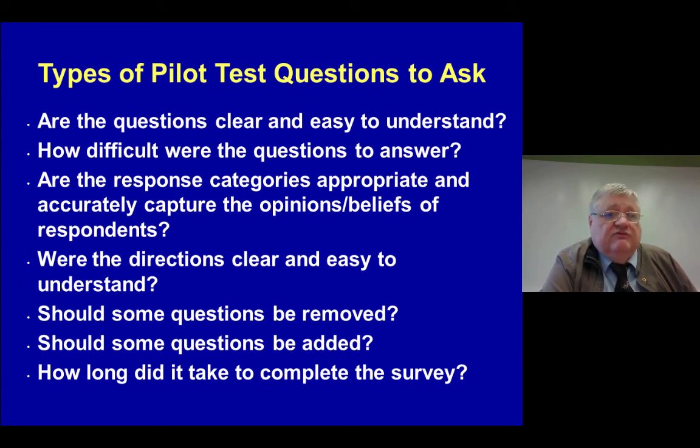So you may have a 1 to 5 scale, but they're saying, geez, I don't think about this issue along the degrees of satisfaction. I think of it along this other way altogether. Were the directions clear and easy to understand? Should some questions be removed? Should some questions be added? And get them to time the survey.